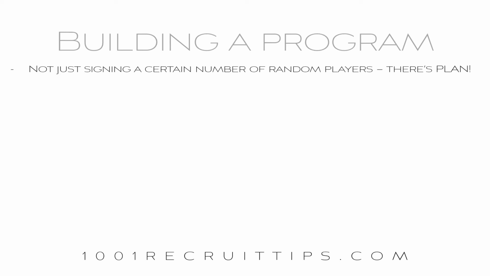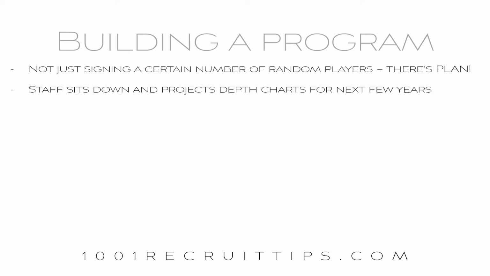A lot of times coaches are building a program. So they're not just signing, say they may have 25 or 10 or 5 scholarships for that signing class. They're not just going to go out and sign a certain number of players. There's an actual well thought out plan that the staff sits down and formulates together. They're going to project the depth chart for the next few years. They're going to write down who's graduated, who's likely to turn pro, and go the next 2-3 classes down the line and figure out how many slots they have for each position.